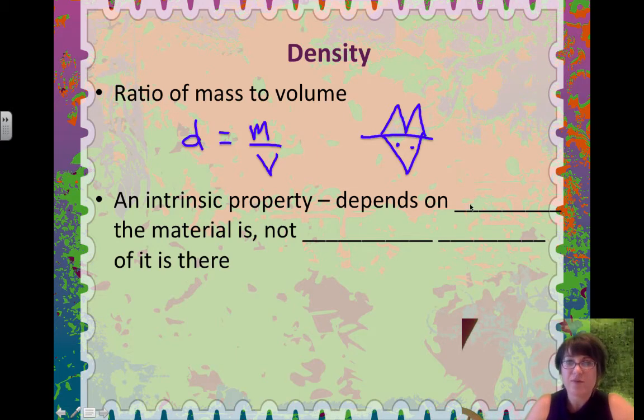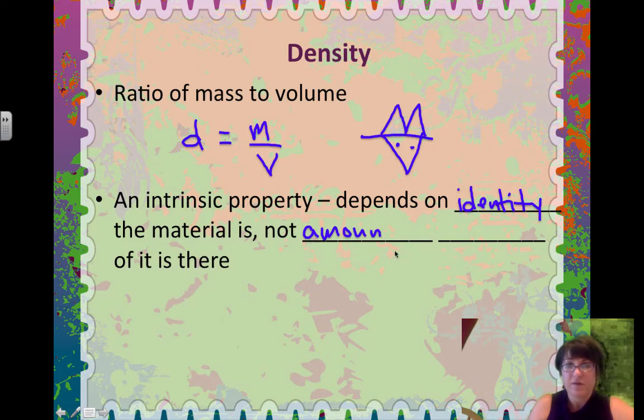An intrinsic property is one that depends on the identity of the substance. And this is one of the properties of density that makes it the most useful. We can use density to identify something because it does not depend on the amount of substance that is there.